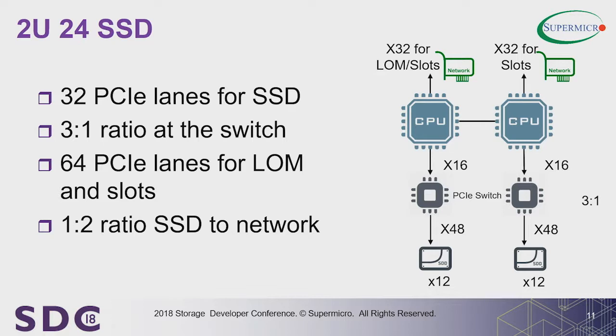That gives me a 1-to-2 ratio on my SSDs. So now I have plenty of network. I've got twice as much network as I have drive. Okay? And now we've got to talk about another concept, which is your switch ratio. How many lanes down versus how many lanes up? That's your switch ratio.